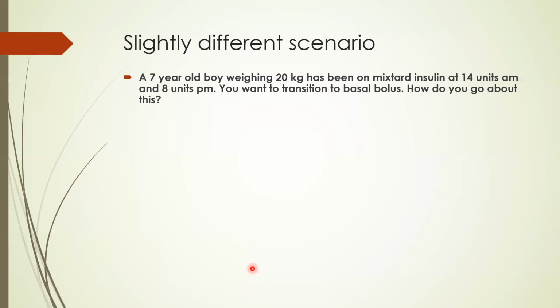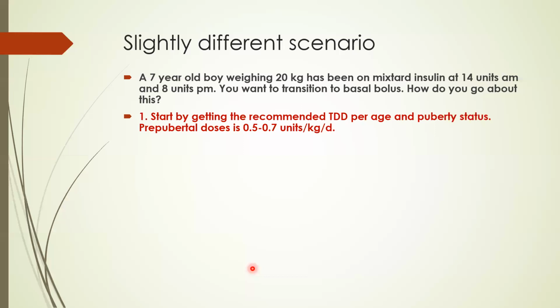Okay, fine. So I will take us through it. But I'm seeing some are coming up now. I'm not sure that they are reducing or increasing. So again, start by getting the recommended total daily dose per age and puberty status. So our child is pre-pubertal. So the recommended is 0.5 to 0.7 units per kg per day.